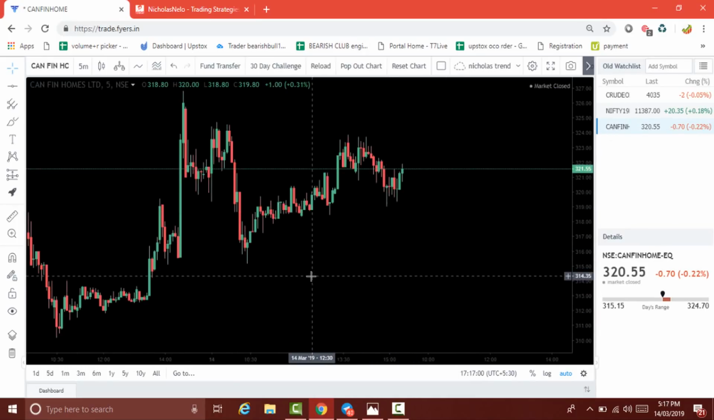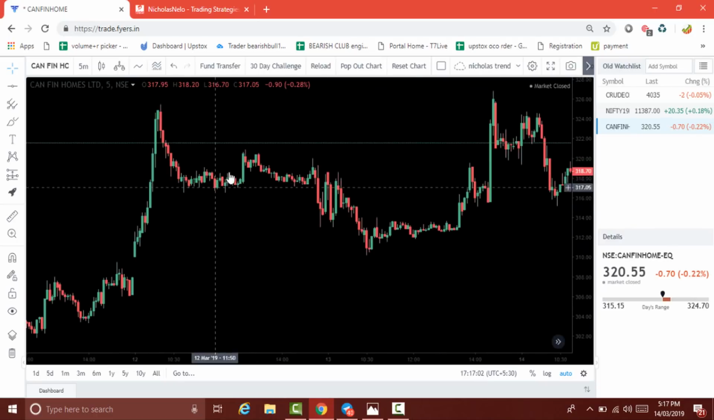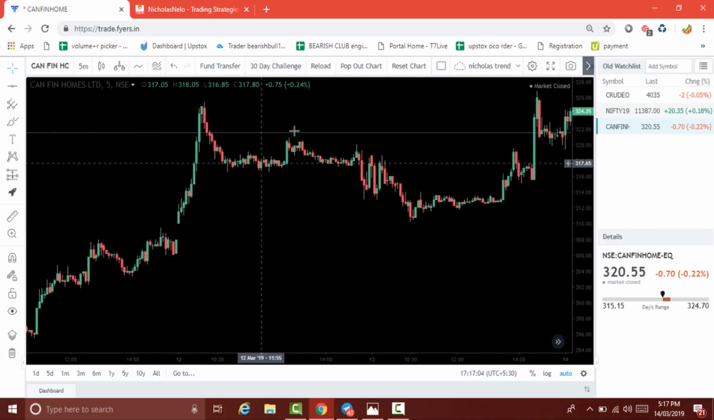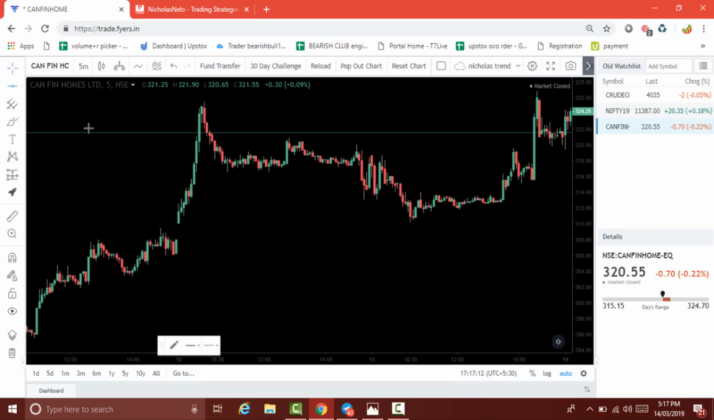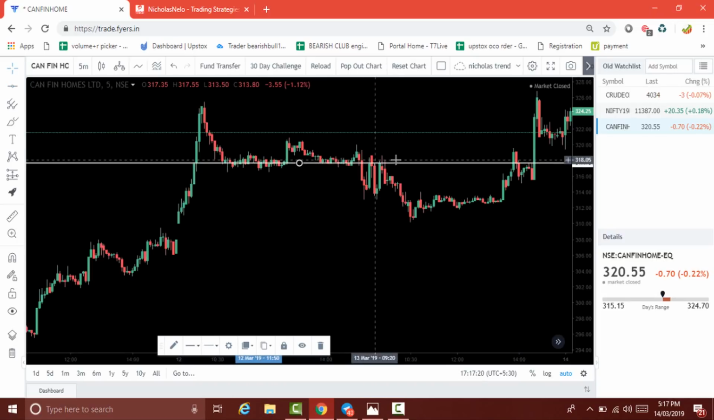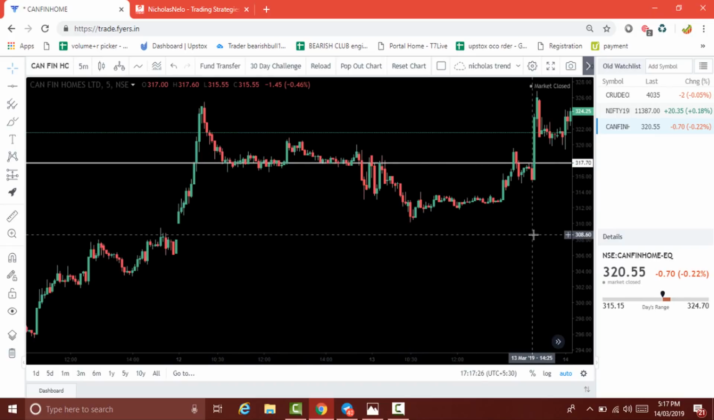So this is CanFin Home. In this chart, this is the previous day. How do you get the support and resistance level? Look at the areas where more candles are touching. You just mark it. Here, more candles are touching in this area, so you just mark a line here. This acts as a major point. You can use this level as support and resistance also, and wait for the next day.